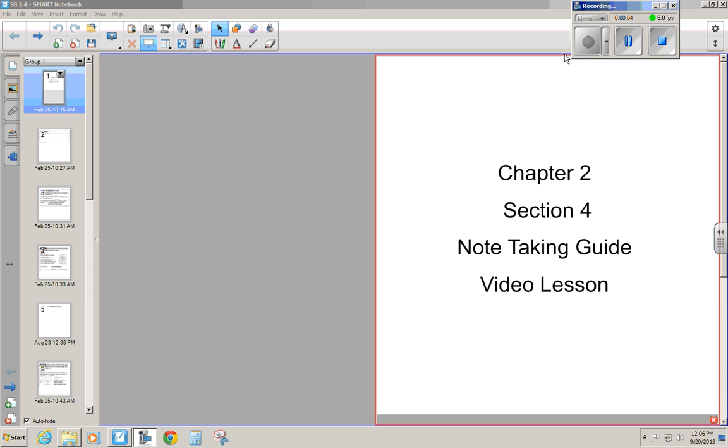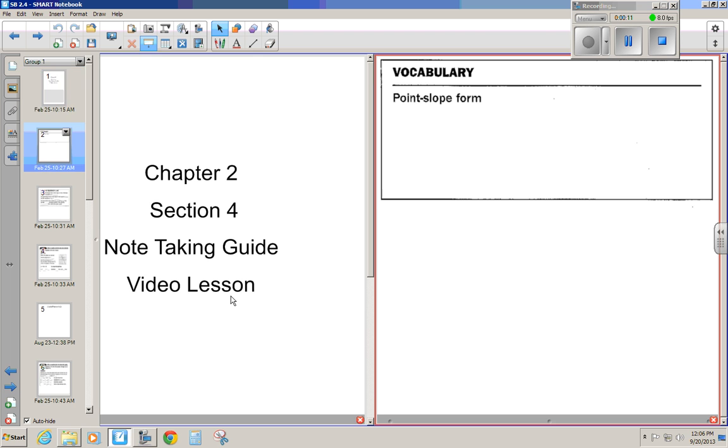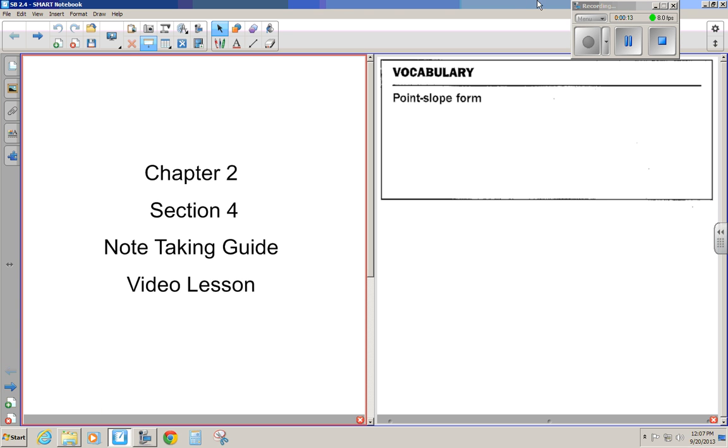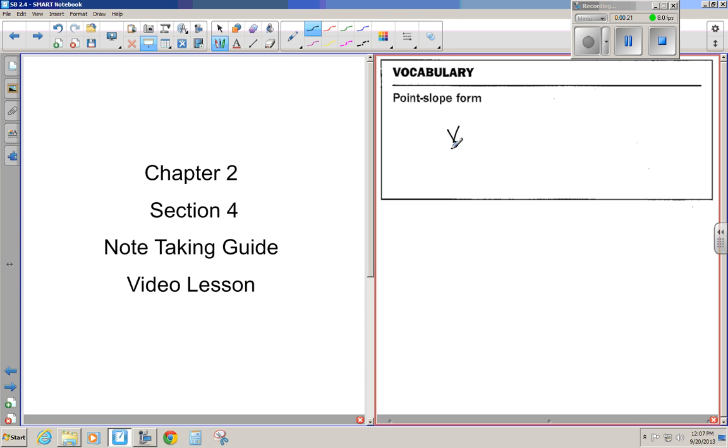This is Chapter 2, Section 4, Write Equations of Lines. All right, let's take a look. The only new vocabulary we have here is the point-slope form. Point-slope form is a way of writing the equation of a line. It looks like this: y minus y1 equals m(x minus x1).